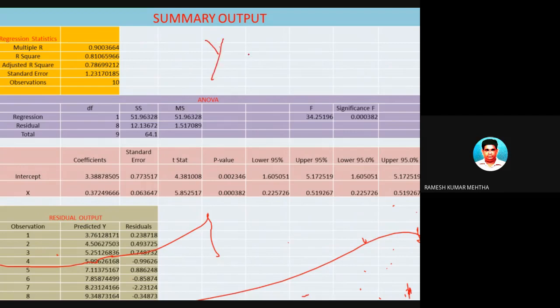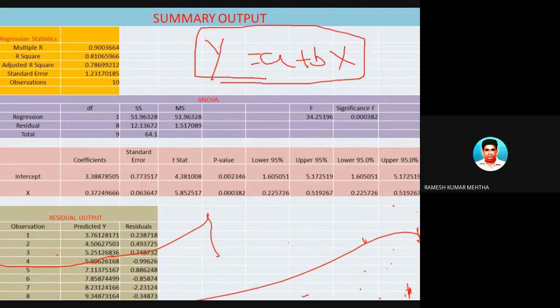You will get an equation like y is equal to a plus bx. When I am using this equation and plugging in the values of x with the help of a values and b values, I will come to know the predicted value of y. That is the meaning of the predicted value of y and the residual. Just pay attention, very important thing.